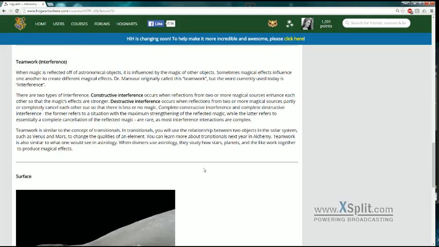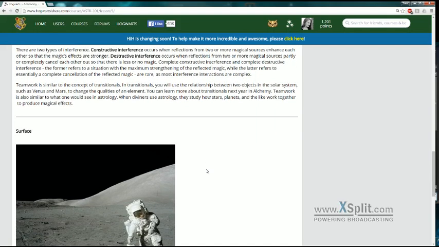Constructive interference occurs when reflections from two or more magical sources enhance each other so that the magic's effects are stronger. Destructive interference occurs when reflections from two or more magical sources partly or completely cancel each other out so that there is less or no magic. Complete constructive interference and complete destructive interference are rare. The former refers to a situation with the maximum strengthening of the reflected magic, while the latter refers to essentially a complete cancellation of the reflected magic. Most interference interactions are complex.